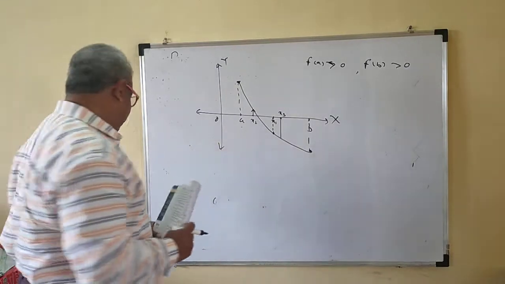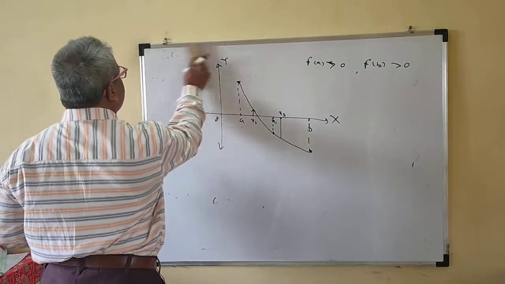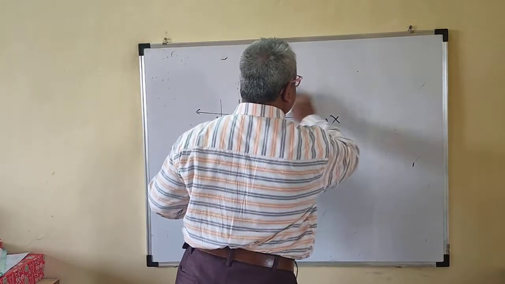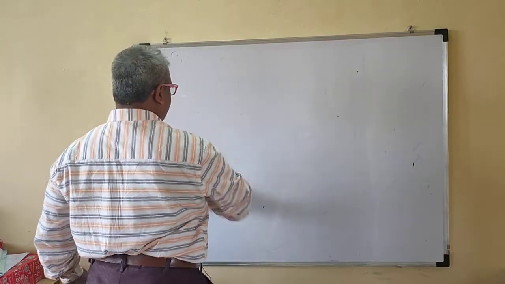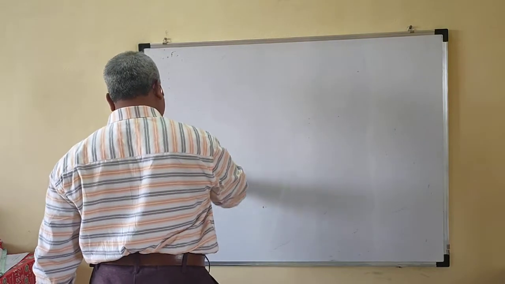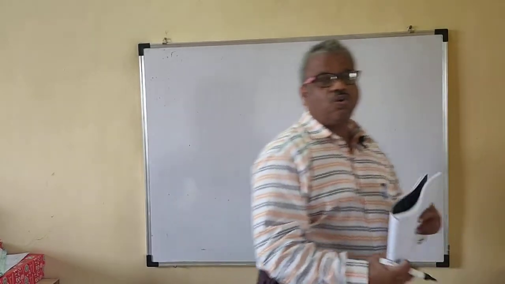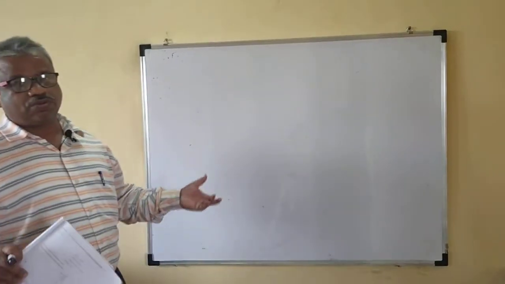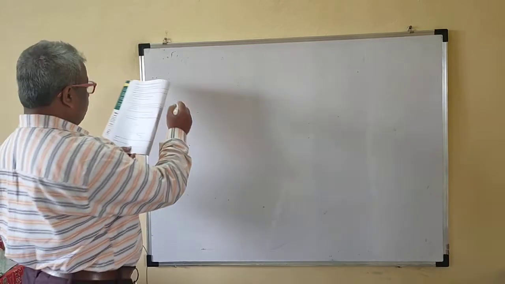It is better to solve a problem so that you will understand how to find the root of the equation by using the bisection method. The number of iterations is not mentioned here. Up to 2 decimal places, how many iterations you have to do depends on the problem. So we'll take a problem.